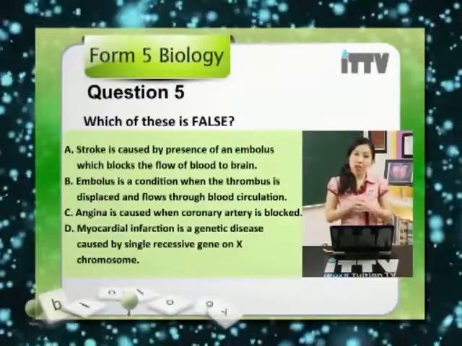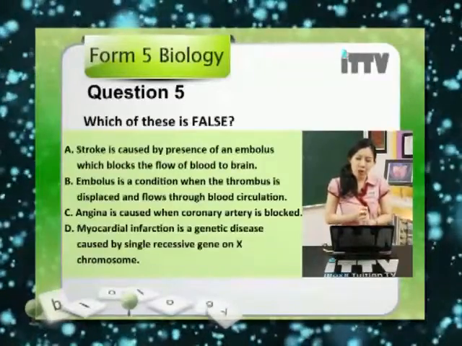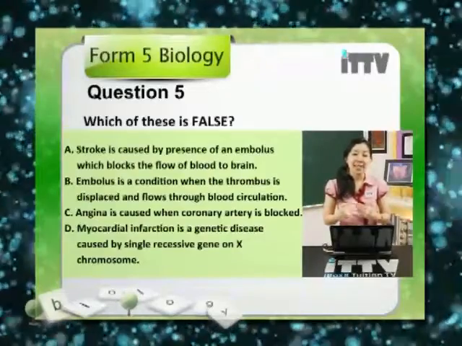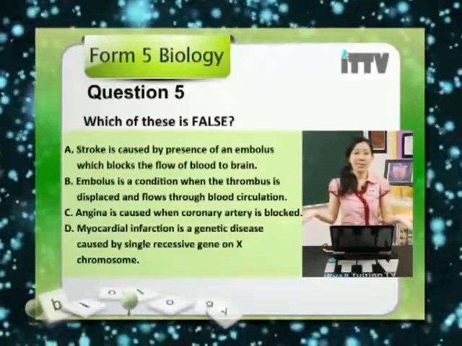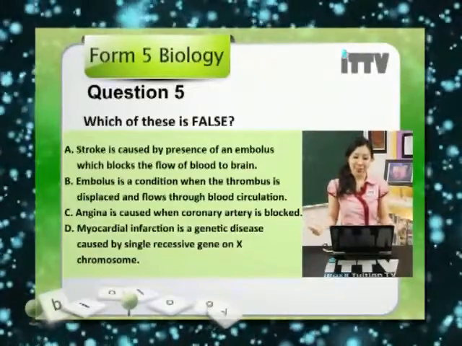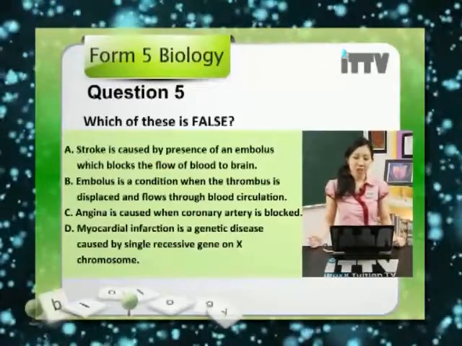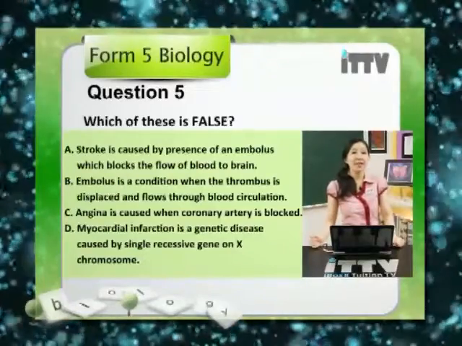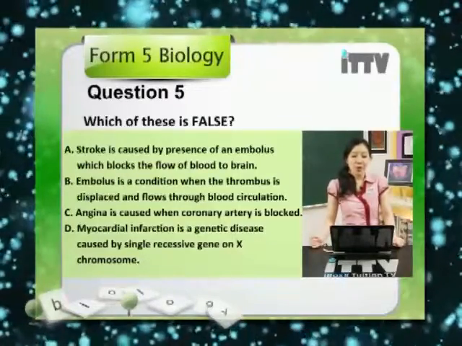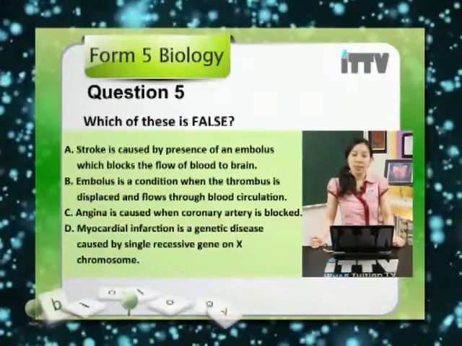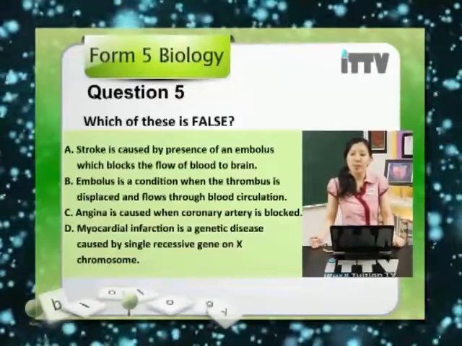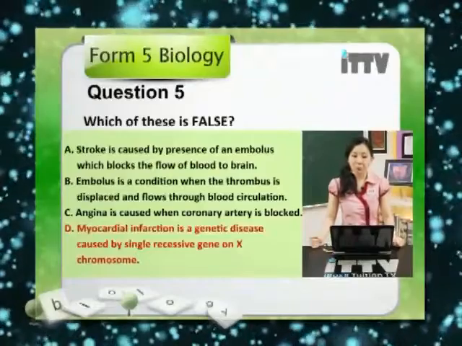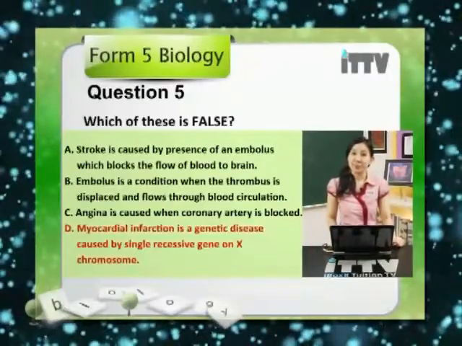C. Angina, which is chest pain, is caused when the coronary artery is blocked. Coronary is to do with the heart. Definitely true. So this leaves only the answer to option D. Myocardial infarction is definitely not a genetic disease, but it's caused by certain lifestyle factors. It's caused when a thrombus is displaced and flows through the blood circulation and blocks the coronary artery. So the answer is option D.